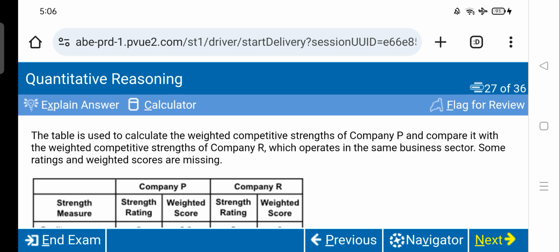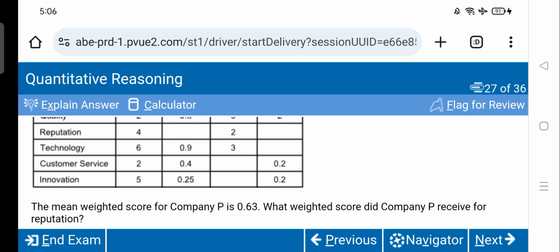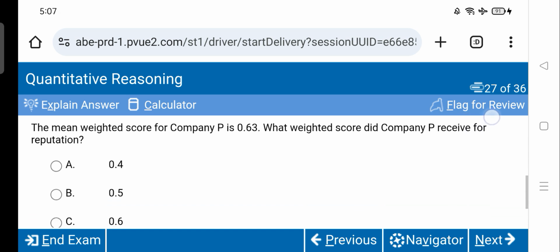Next we have the same statement with the same table and the information given. And the question is that the mean weighted score for company P is 0.63. What weighted score did company P receive for reputation?